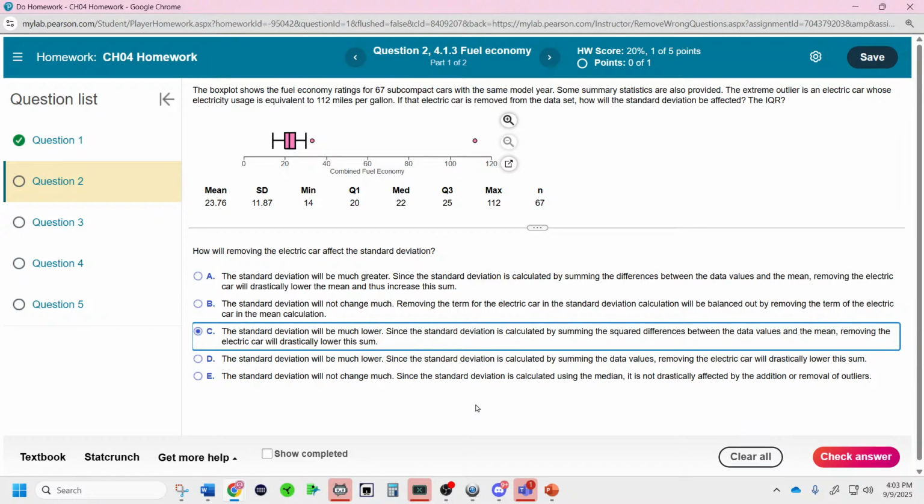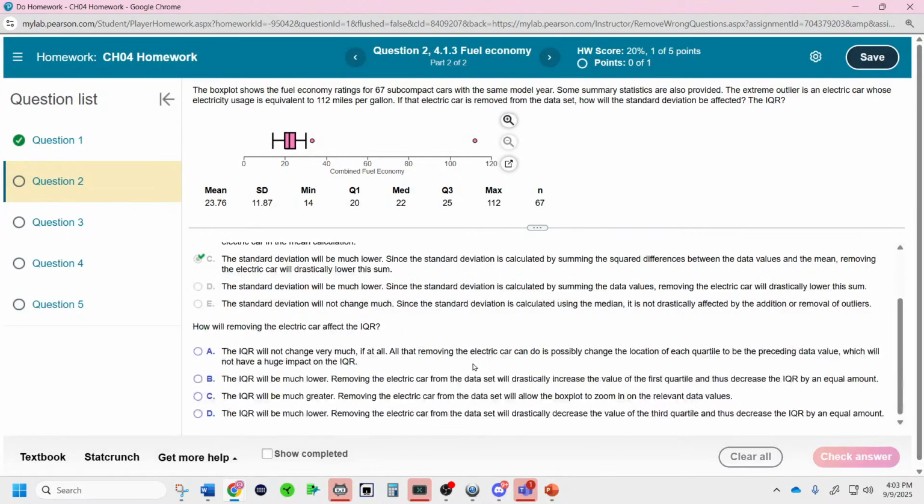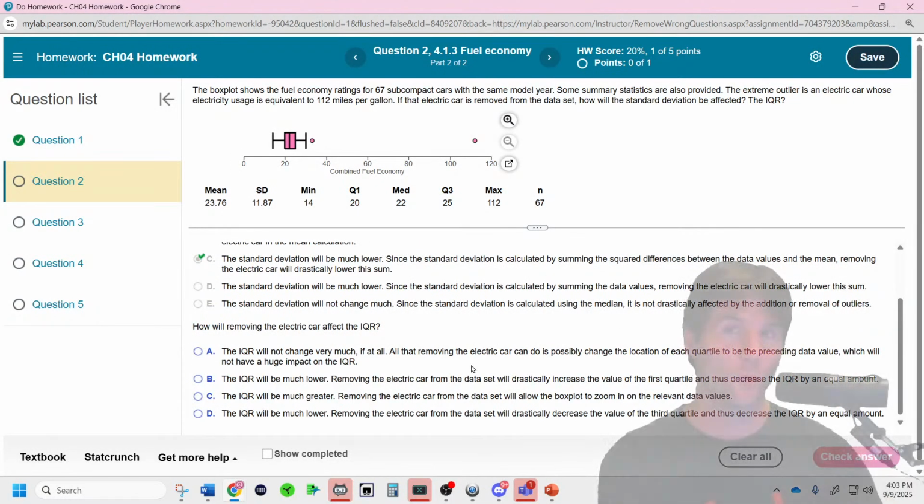I think there's a trick on one of these. Wait, since the deviation is calculated by summing the squared differences. That should be right. How will it affect the IQR? Well, the IQR exists for a reason.